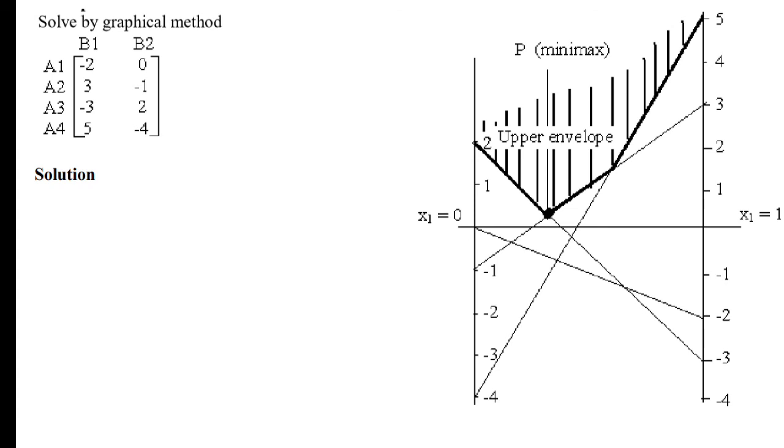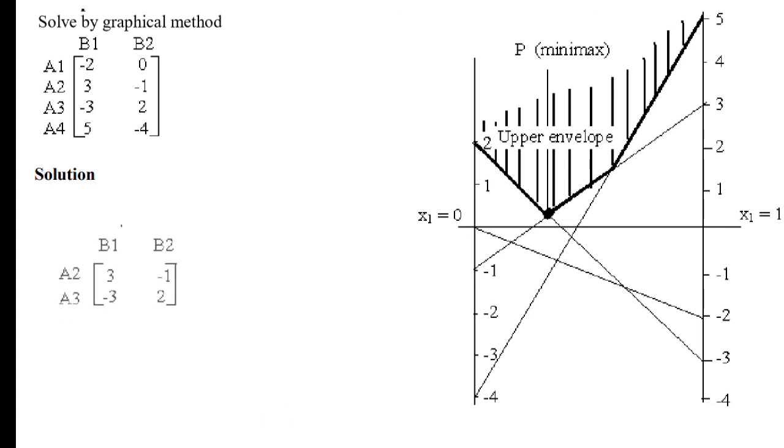0 will be considered as left side. Then similarly 3, minus 1. Then minus 3, 2. Then 5, minus 4. So the common area is above that, because this is any number of rows, 2 columns. Any number of rows, 2 columns means the maximum upper envelope will be considered. 2 rows, any number of columns means the lower envelope will be considered. So in the common area, the minimum point which is marked there, P, that point will be considered.